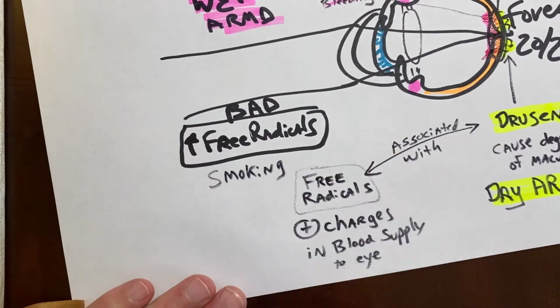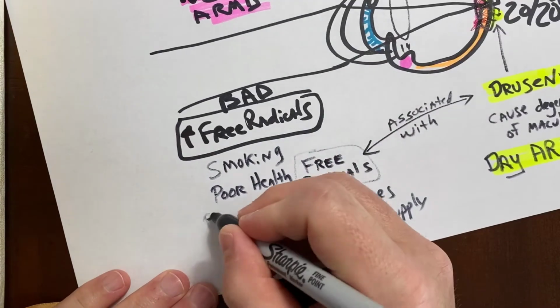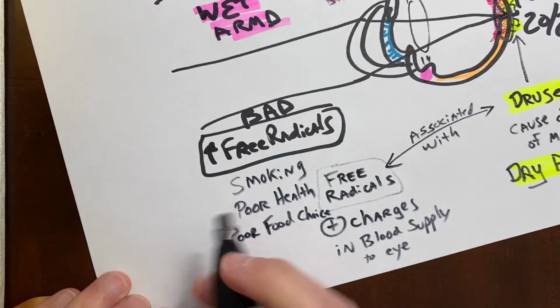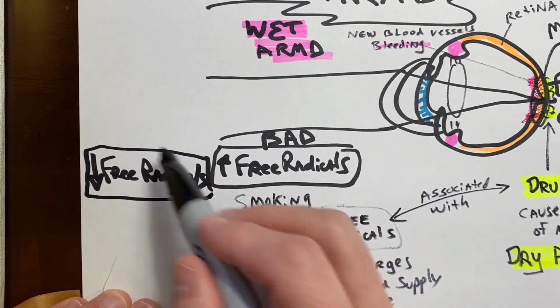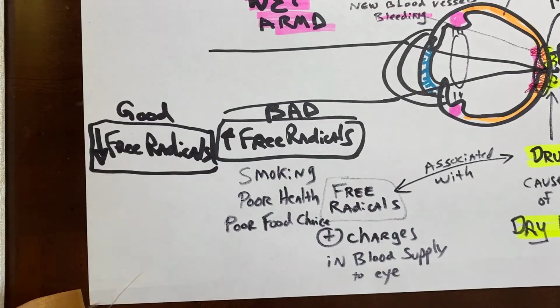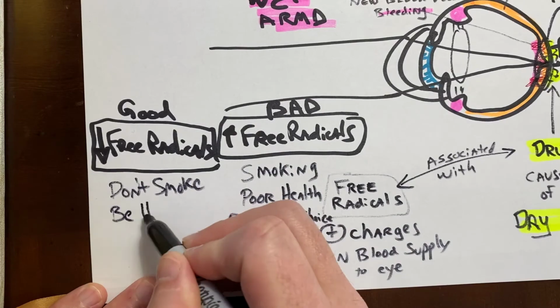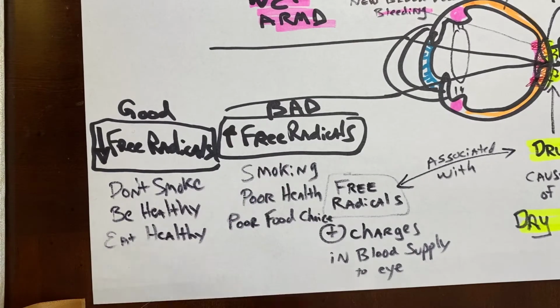Worst thing that you can do is smoke. Smoking increases positive charges. Poor health, meaning if you're unhealthy or if you make bad health choices or poor food choices, those are all bad things. So be healthy and have less free radicals. Good choices to reduce free radicals is don't smoke. Do things like exercise. Be healthy. Those actually help you. And eat healthy.